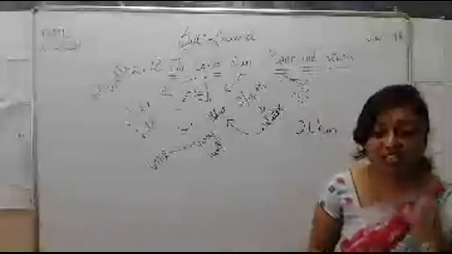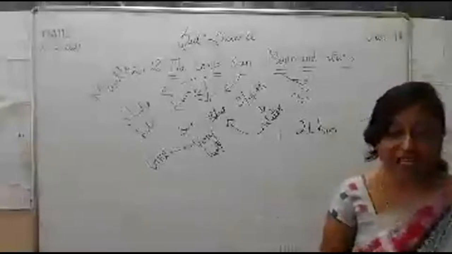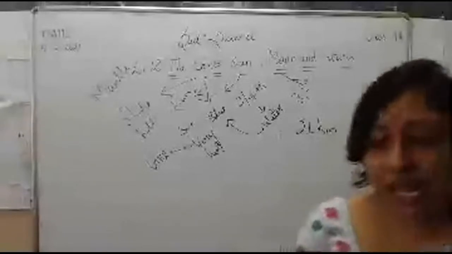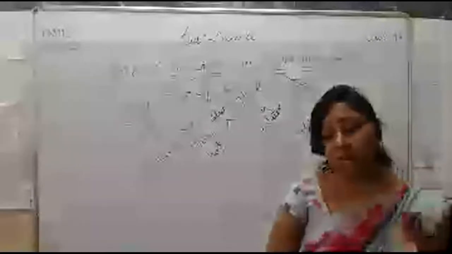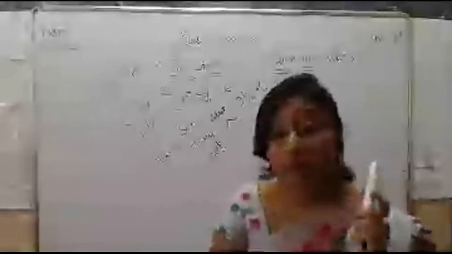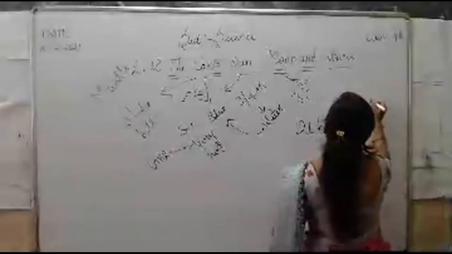The movement of the earth means during the rotation, the earth spins on its axis. What is an axis? Axis is an imaginary line about which the earth rotates and it joins the north and south poles. The axis is tilted at an angle of 23.5 degrees.